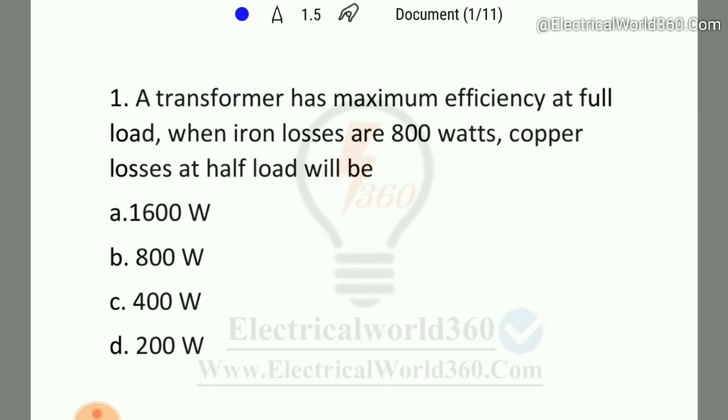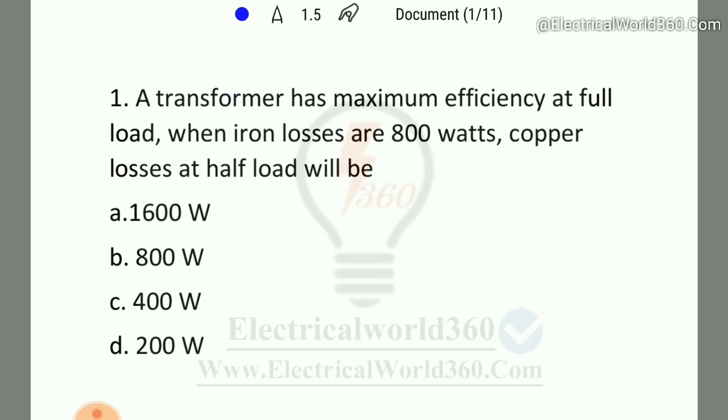A transformer has maximum efficiency at full load when iron losses are 800 watts. Copper losses at half load will be what? The options are 1600 watts, 800 watts, 400 watts, 200 watts.